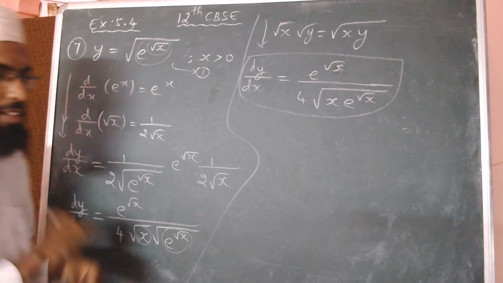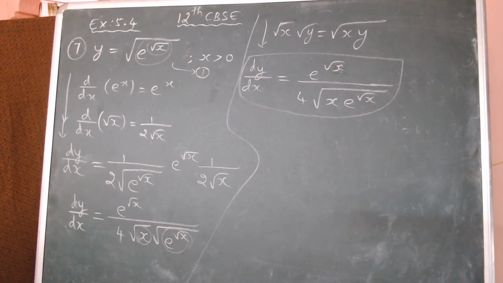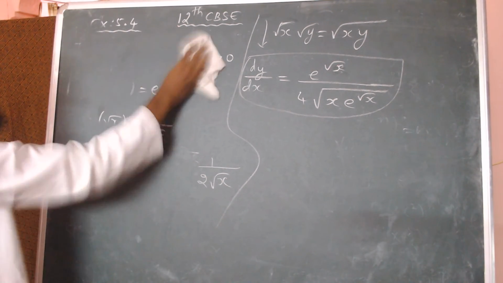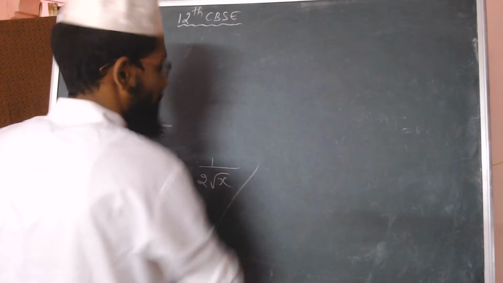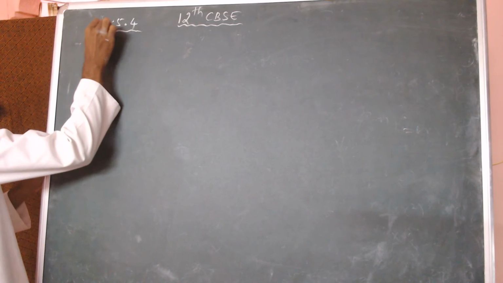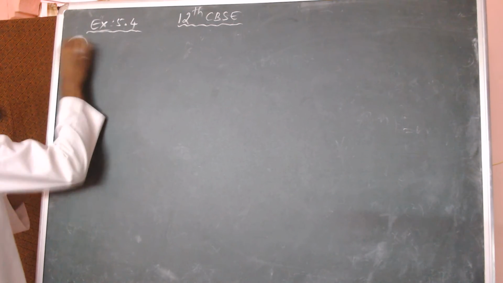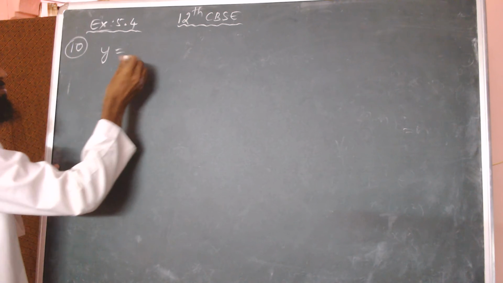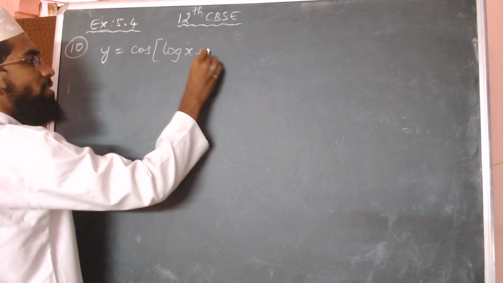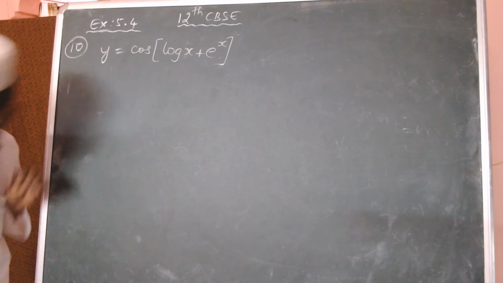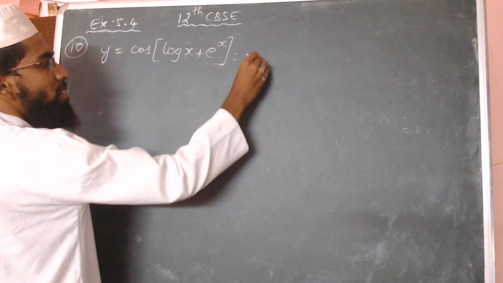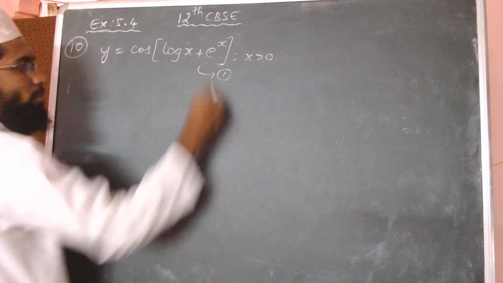Right. Now we'll get into the next sum. There is a 10th sum, exercise 5.4, 10th sum: y equals cos of log x plus e power x, where x is greater than 0. Let me take this to be my equation 1.